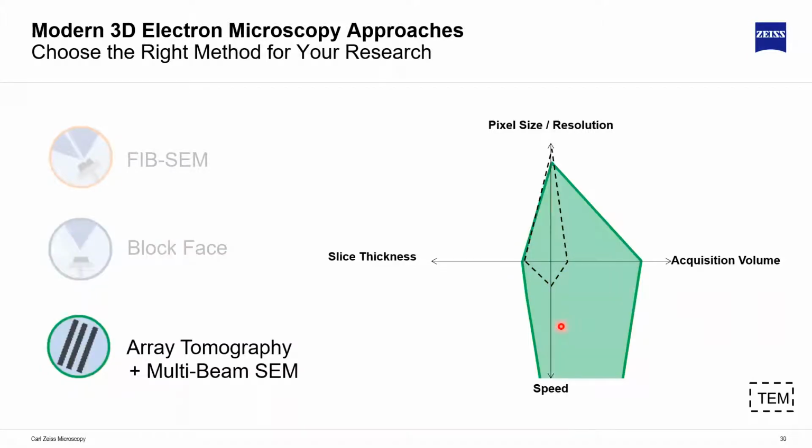Last but definitely not least is array tomography, and I use an illustration here in combination with the multi-beam. So again, the slice thickness is probably on par, if not slightly better than what you can achieve with zero-section TEM. The resolution is very, very similar to the TEM resolution. So you can go actually fairly small. And again, always keep in mind, I'm illustrating that against resin-embedded heavy metal samples, so other samples might look slightly different. The acquisition volume is, of course, massive. And when it comes to speed, this is second to none when it comes to throughput.